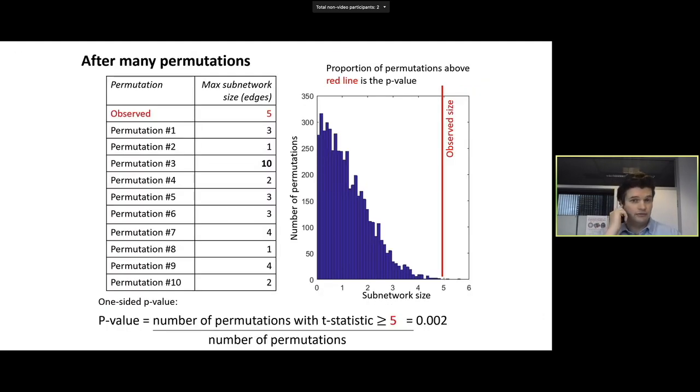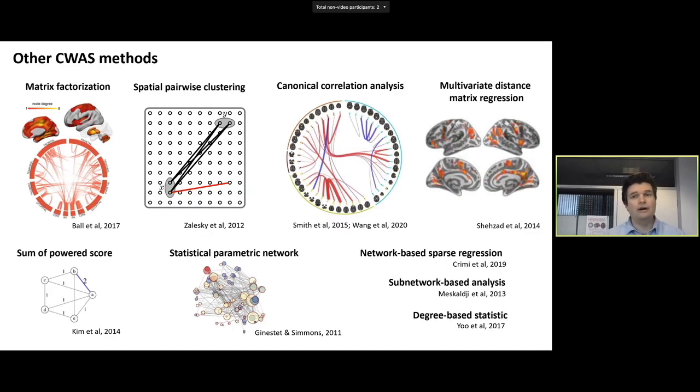So here's an example of an empirical null on the right, and we can use that to estimate a p-value. There are a range of other methods for performing CWAS. I've listed some of these here. This is certainly not an exhaustive list, and I'm not going to have time to go through each of these.